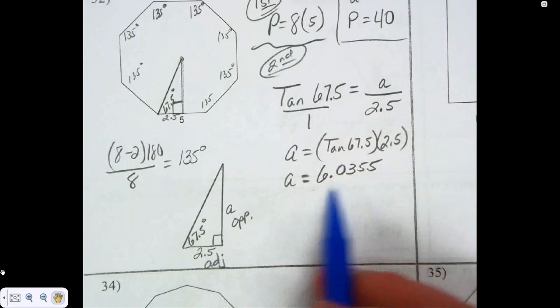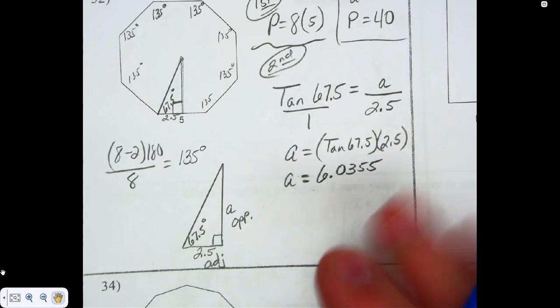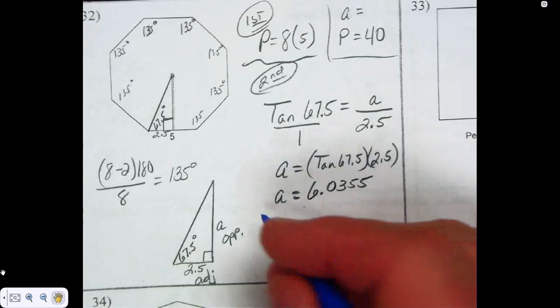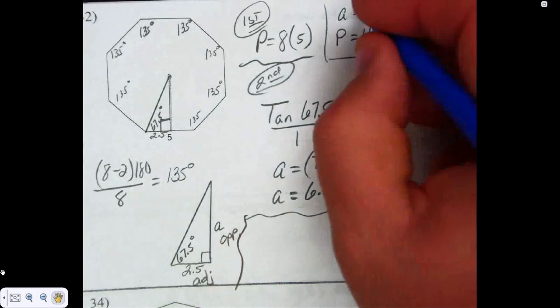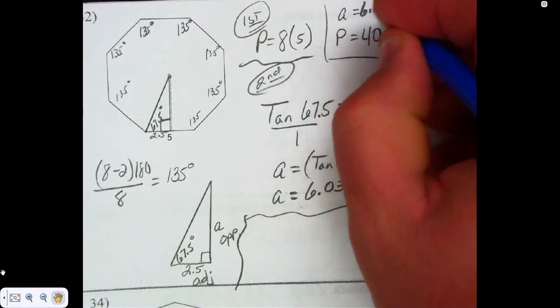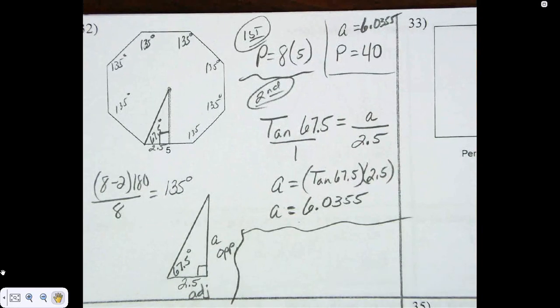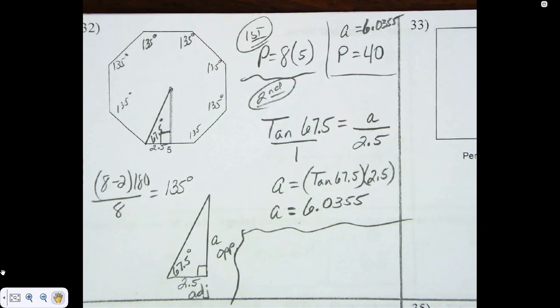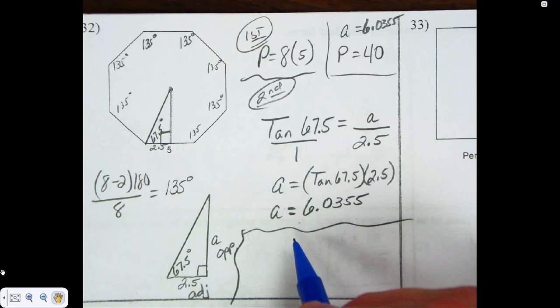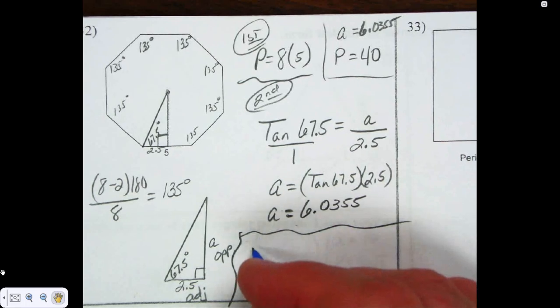That's to make sure that I get things rounded correctly at the end. Everybody understand that? So I have 6.0355 because they're not going to come out even when you're using trig functions 90% of the time. Now, so I've got everything I need.